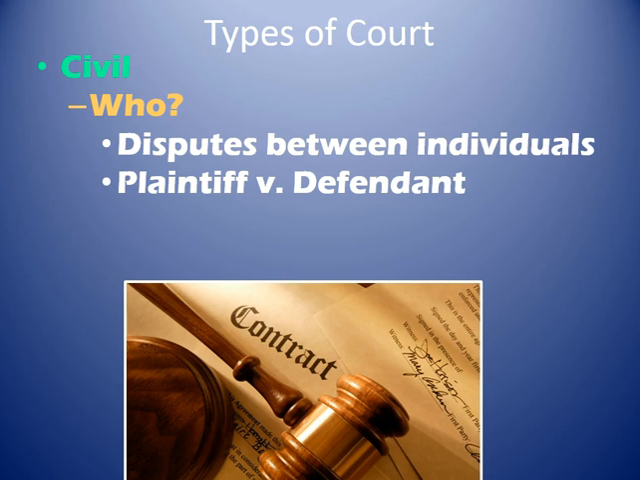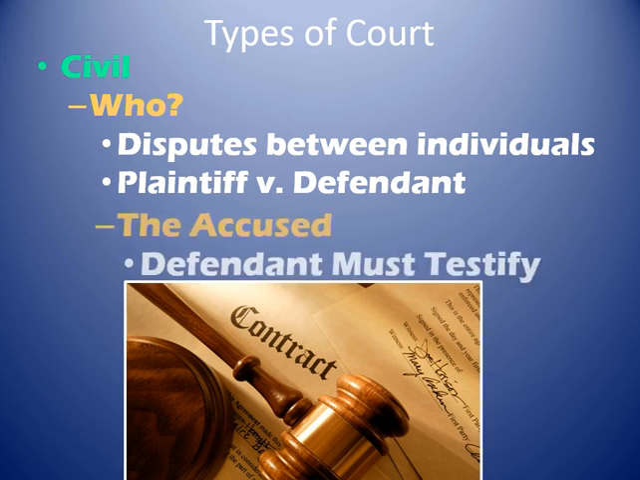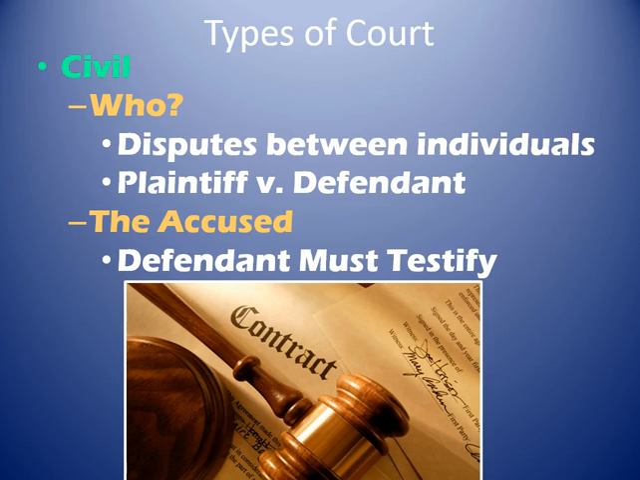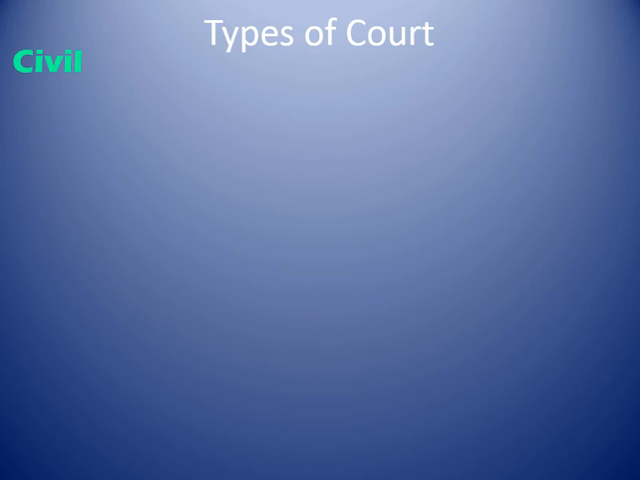So in a civil case, it's always a plaintiff versus a defendant. One person is doing the accusing, the other person is there to defend themselves. And one of the major differences between civil and criminal court: in a civil court, you have no Fifth Amendment right. When we talk about the Fifth Amendment, we talked about the right to remain silent and the right to not testify against yourself. You don't have that right in a civil case. You do in a criminal case, but not in a civil case. So if somebody's suing you, you must testify against yourself.